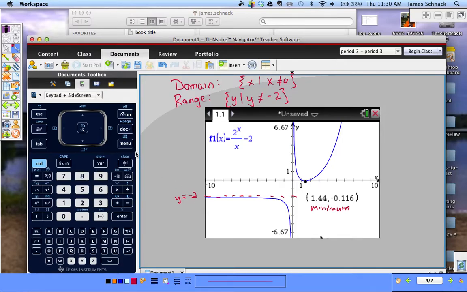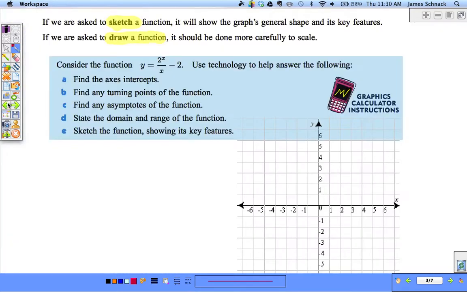And we could see that if we go back to our table and go to negative x values, we'd see that we're getting really, really close to -2. So let's sketch this graph. y equals -2 is an asymptote.